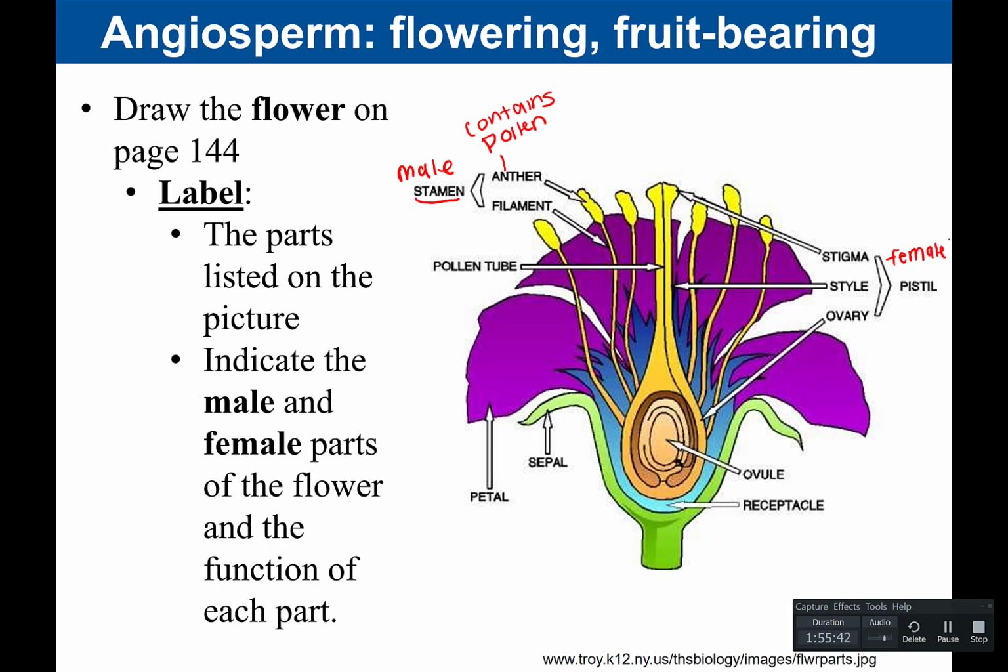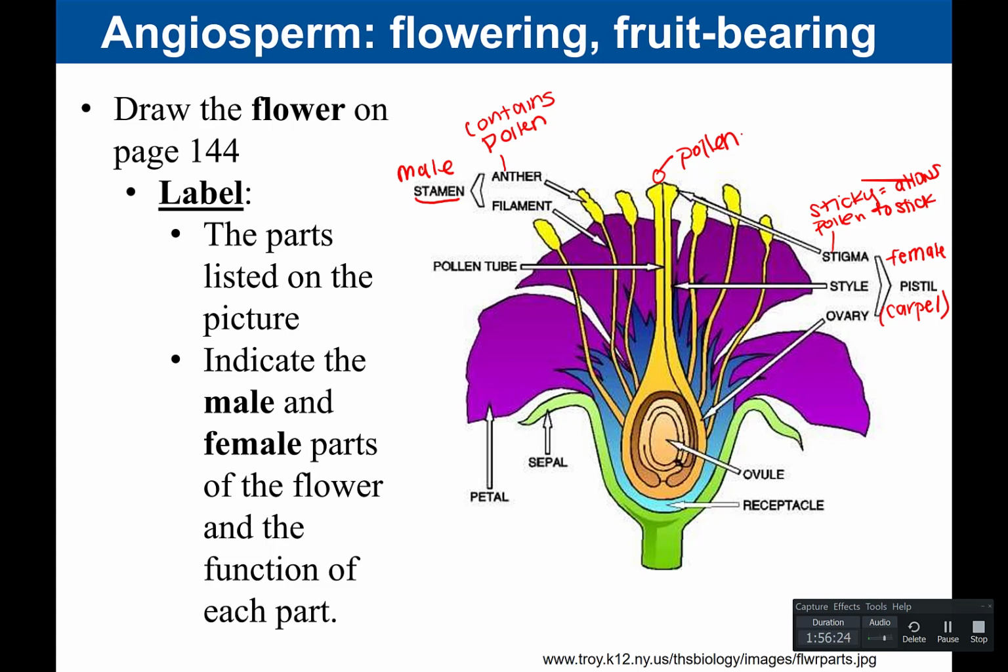And the female part is called the pistil, or it's also called the carpel. They're kind of used interchangeably. And so if we look at the female part, we have what's called the stigma. And the stigma is sticky, allows pollen to stick. Because the pollen has to land. The pollen has to land on the stigma.